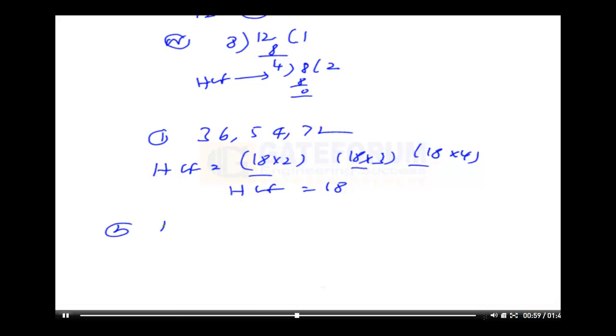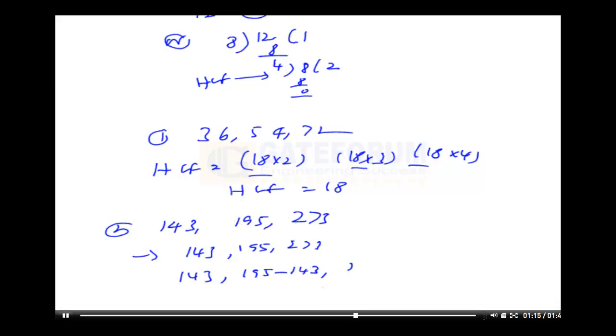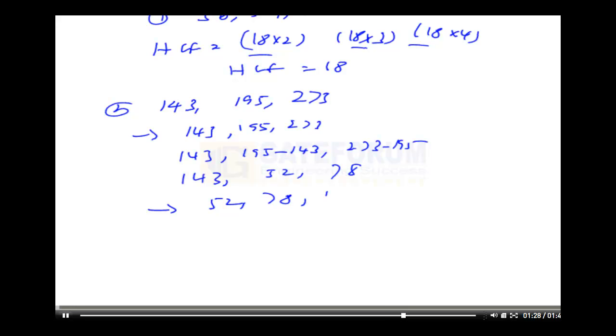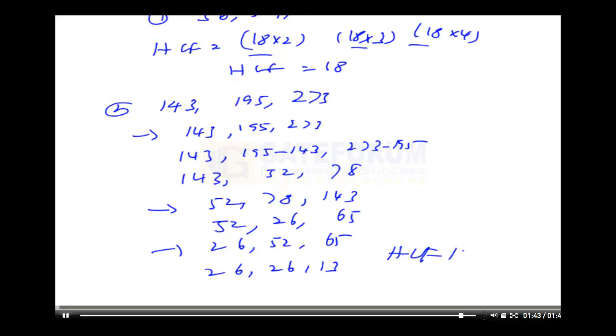If I give you another series of numbers, 143, 195 and 273, one more method is to write the numbers in ascending order, keep the first number as it is, subtract the first from the second, second from the third. So if you subtract, you get 143, 52 and 78. Change of order, 52, 78 and 143. Again go by the cycle, 78 and 52, 26 and 65. Change of order, 26, 52, 65 or 26, 26, 13. You will find the highest common factor is 13.